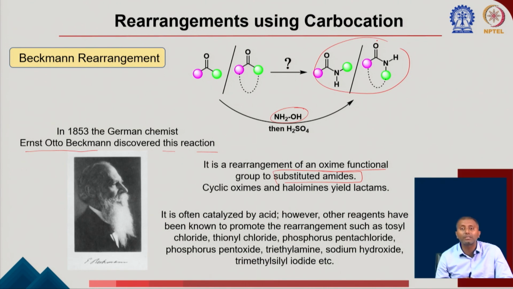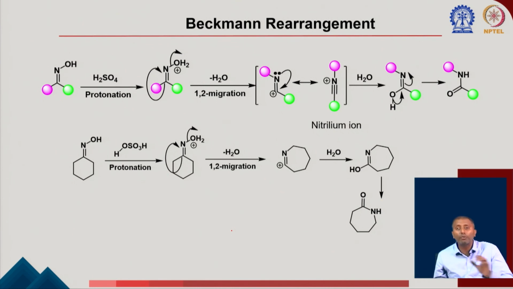That reaction has a lot of importance, because not only does it go to an amide, if you have a cyclic oxime, it forms the corresponding lactam, and it is often catalyzed by acid. You can see that we often use acid, but there are also examples where we sometimes use tosyl chloride, thionyl chloride and other reagents as well.